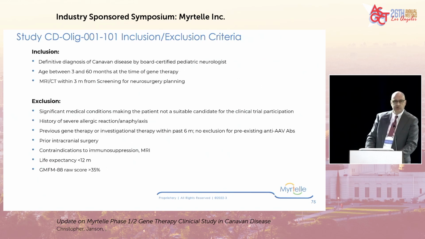So study inclusion criteria include a definitive diagnosis of typical Canavan disease by a board-certified neurologist, sequencing for identification of gene mutations, and age between 3 and 60 months at the time of treatment. Some of the exclusion criteria include the presence of a known mild mutation, of which there are a number, clinical features suggesting a mild phenotype, such as a GMFM raw score of greater than 35% of goal, and any medical contraindications to surgery.